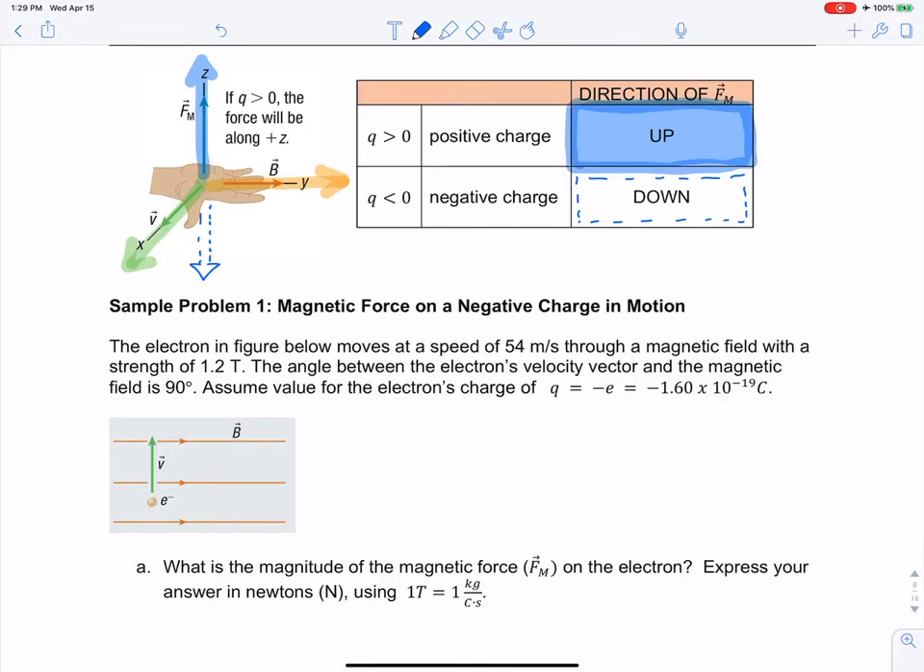Sample problem number 1. The electron in the figure below moves at a speed of 54 meters per second through a magnetic field with strength of 1.2 Tesla. The angle between the electron's velocity vector and the magnetic field is 90 degrees. Assume the value for the electron's charge is negative 1.6 times 10 to the power of negative 19 coulombs.